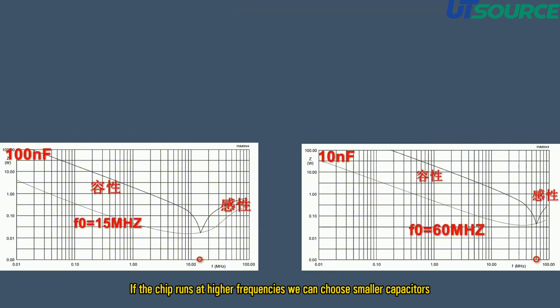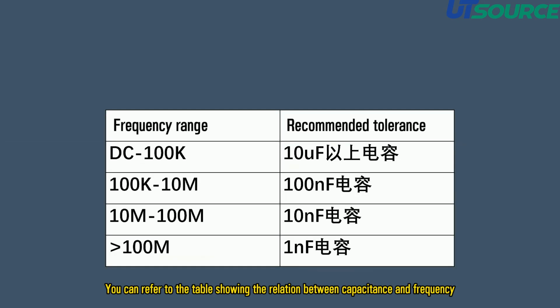If the chip runs at higher frequencies, we can choose smaller capacitors. You can refer to the table showing the relation between capacitance and frequency.